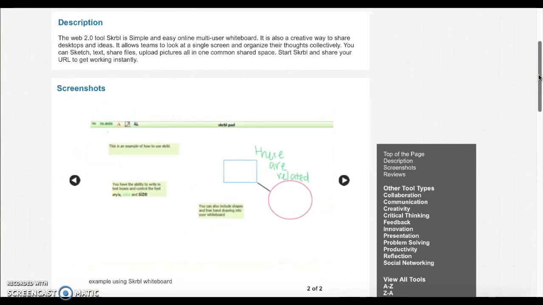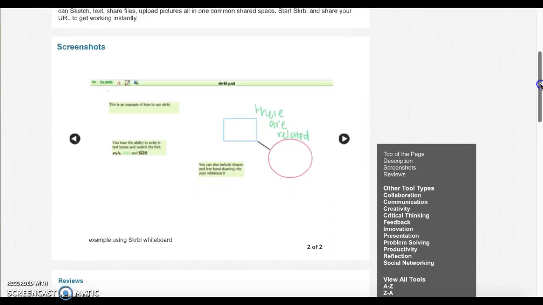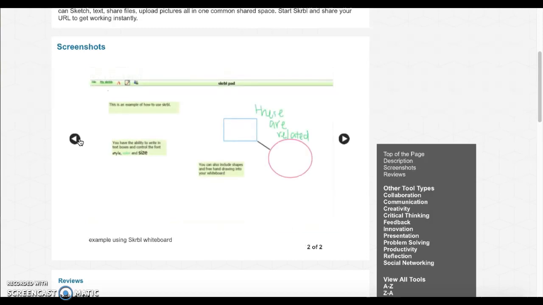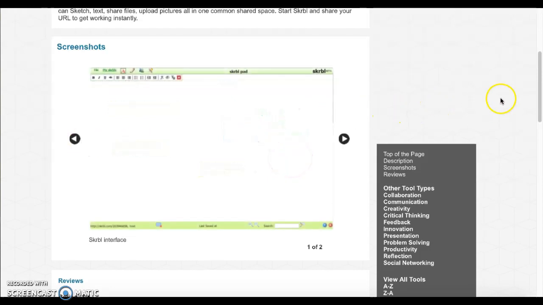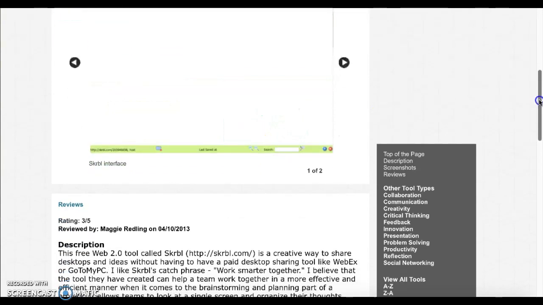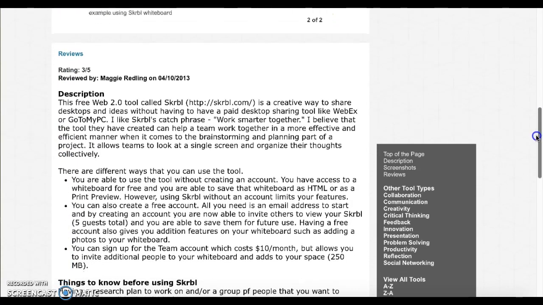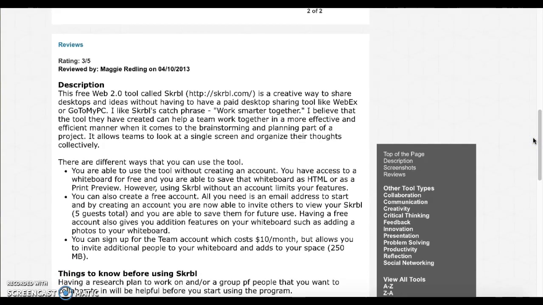how interactive it was. So basically, here are some examples. It's an interactive whiteboard for a classroom rather than just using the regular whiteboard that a teacher has in their room. I think that it's more of a smart board that you can use during a lesson to get students to participate. So like I said, it's a creative way to share ideas without having to pay.